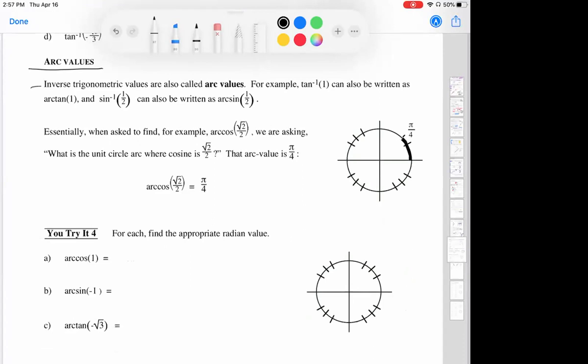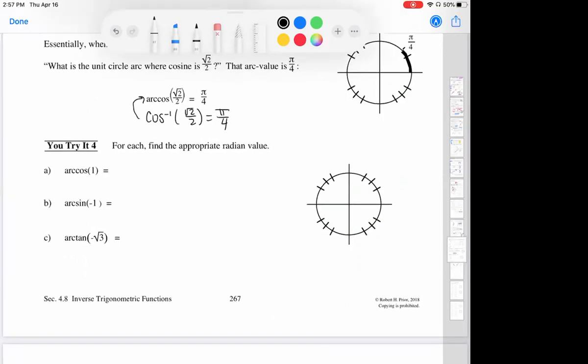Essentially, when we're asked to find arc cosine of square root of 2 over 2, we're asking: what is the unit circle arc where cosine is square root of 2 over 2? The arc value is pi over 4. So, in other words, cosine inverse of square root of 2 over 2 is equal to pi over 4, and we can write the same argument, and instead of writing cosine inverse, we can write arc cosine. All right, so let's go ahead and do that. You try it. Let's do it together.